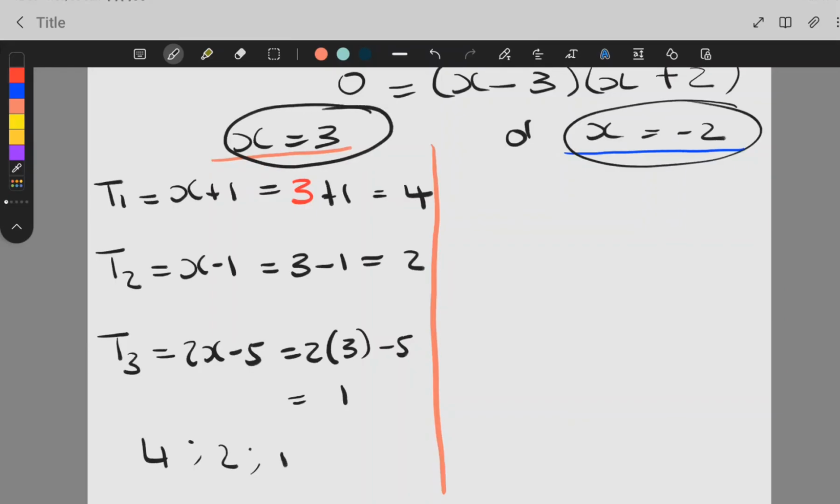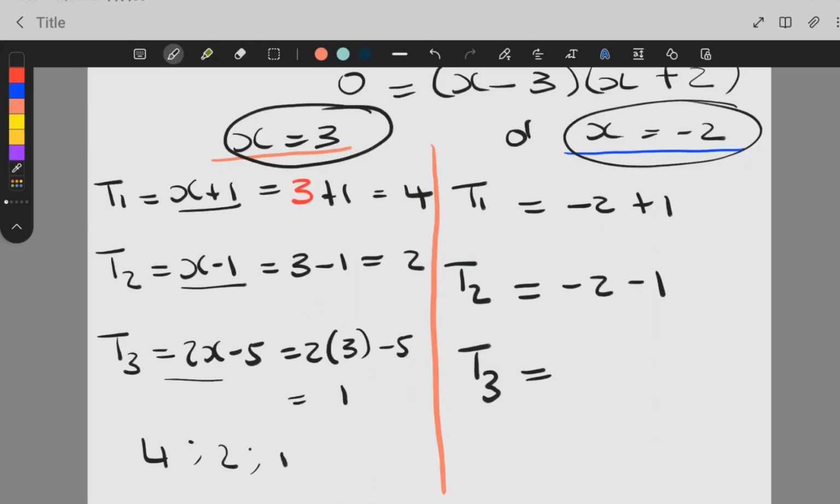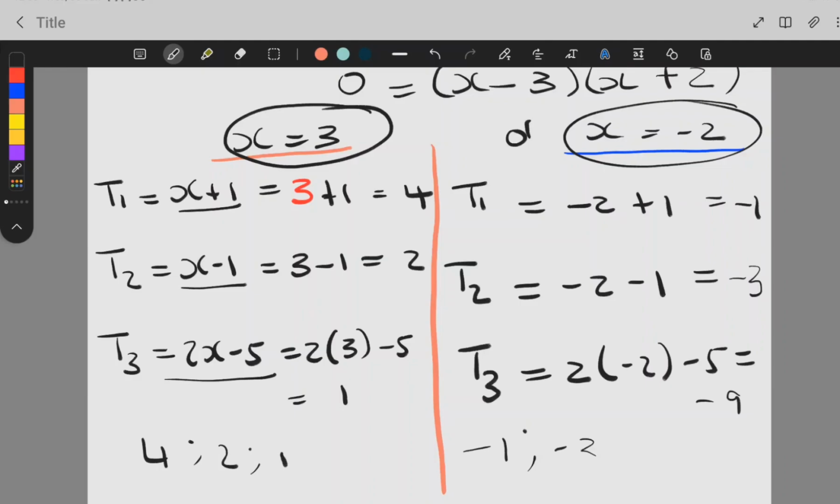Now what if x is negative 2? Then term 1, term 2, term 3. I'm not going to write the terms again. I'm just going to sub: x plus 1, so negative 2 plus 1. x minus 1, so negative 2 minus 1. 2x minus 5, so 2 times negative 2 minus 5. Let's look at the answers. This is negative 1. This is negative 3. And this is negative 9. So the sequence here would be negative 1, negative 3, and negative 9. There you go.